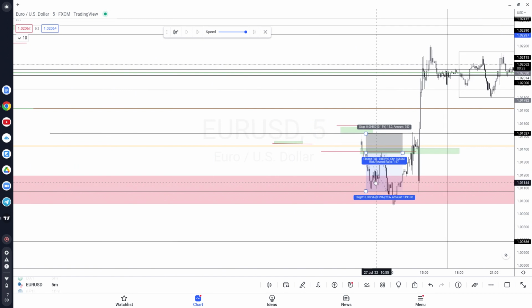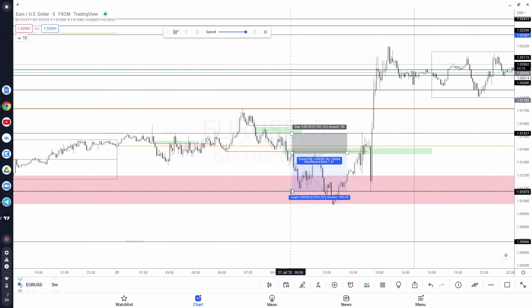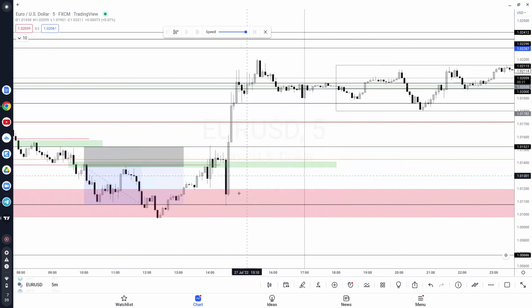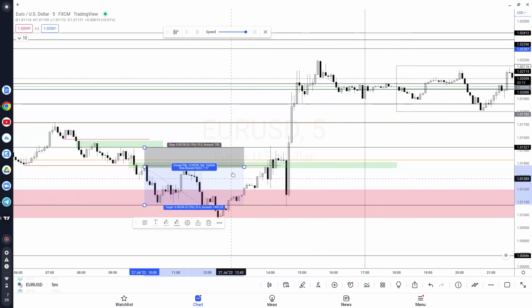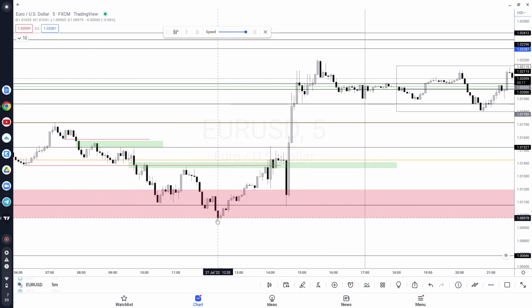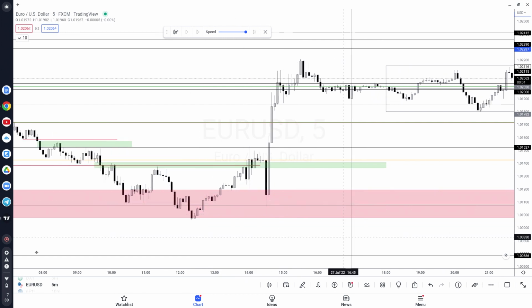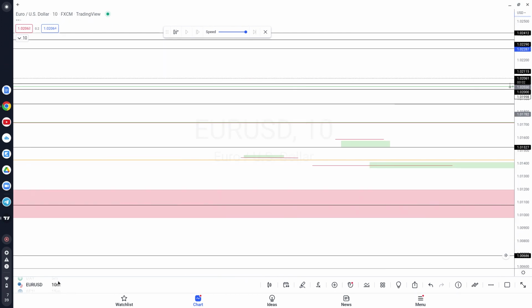All right, cool. So these were the shorts that we took, right? 1 to 2. As soon as we get this balanced completely, then what you expect is a failure swing, right? So here is boom, and then boom, right? This is a failure swing. So let's look at a 10-minute chart.